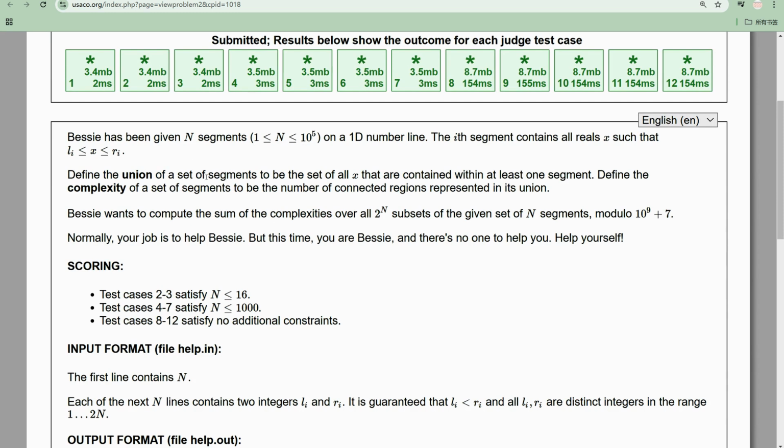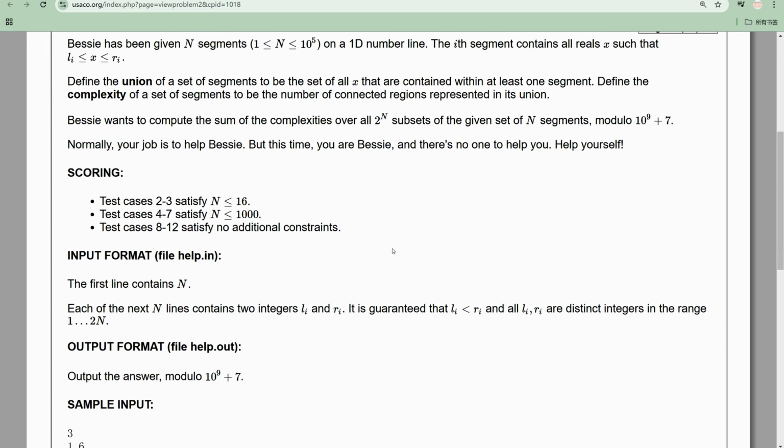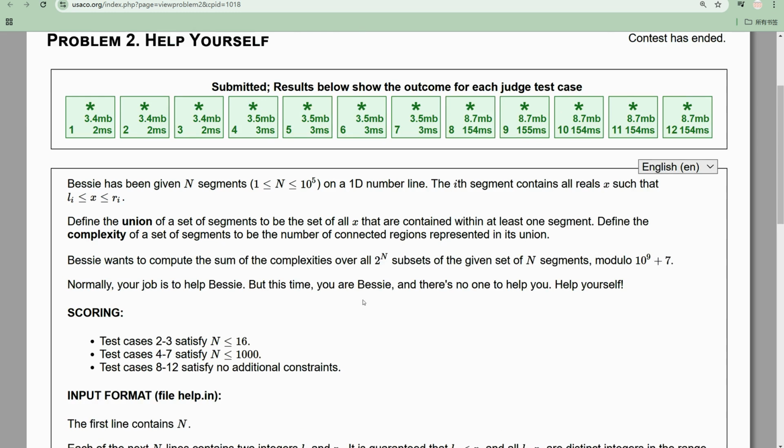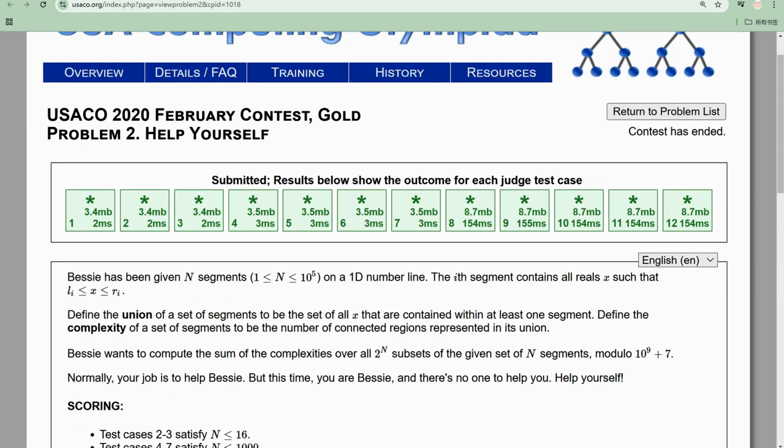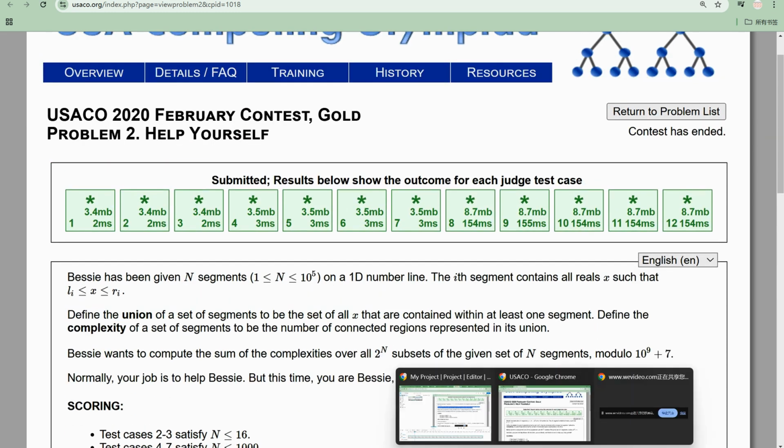So what are some things that we think of when we first see this problem? Well, obviously, since n is 10^5, you can't just go through all 2^n subsets. Usually under conditions like this, for each segment we want to see in which subsets this segment has its own region. For any segment x, we want to know for which subsets it represents its own connected region in the union. So how can we find that?